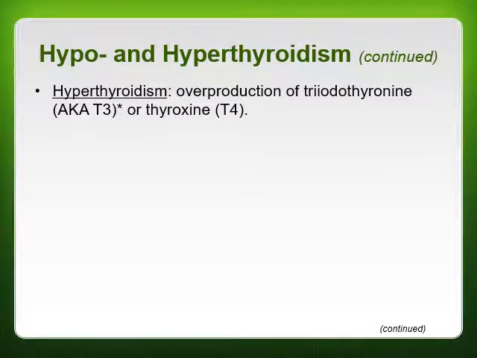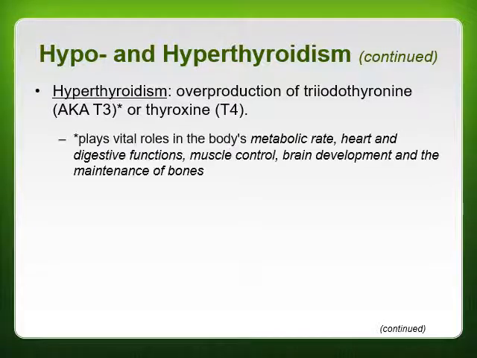On the other side of this, hyperthyroidism is the overproduction of T3 or T4. Now, T3 plays a vital role in the body's metabolic rate. It also plays a role in the heart and digestive functions of the body, your muscle control, your brain development, and maintaining good bone health.